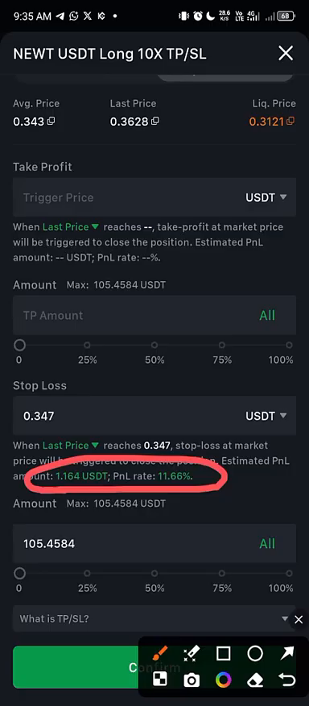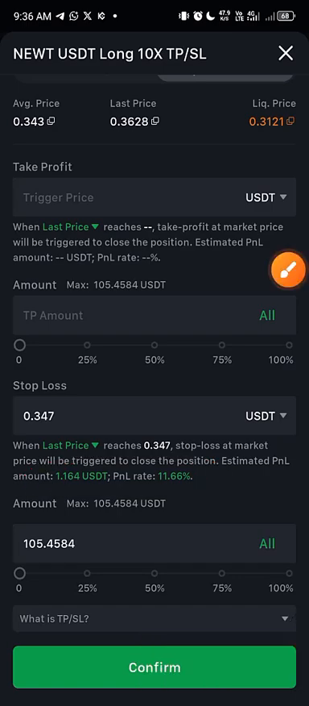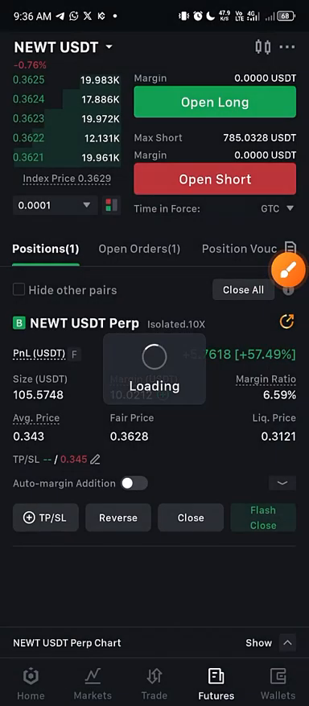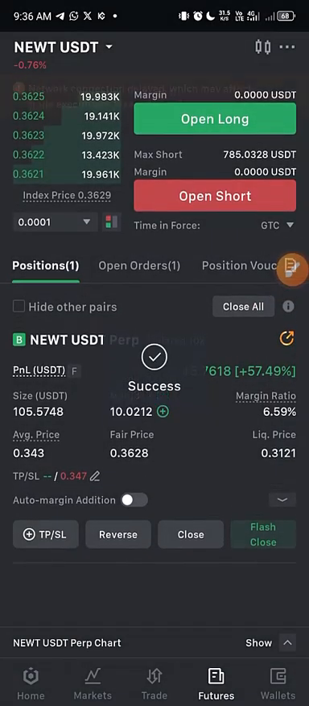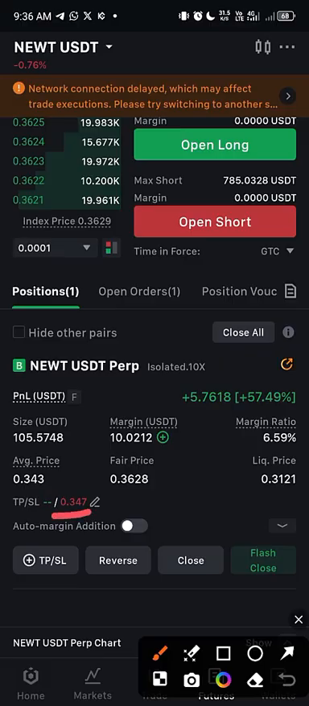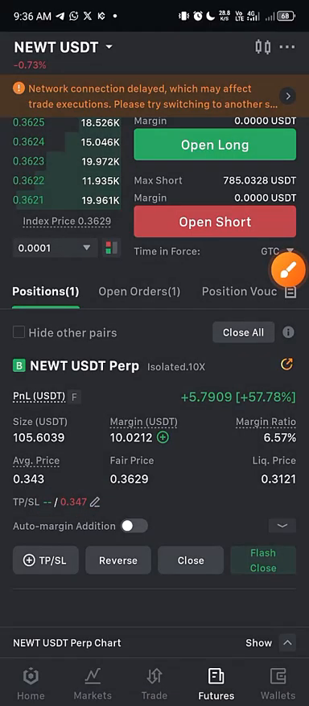Now, if it continues to go up, I'll continue to shift the stop loss into the next higher low support level, right? So that is how you set it. Once you're done with this, the next thing is you click on confirm, and then you've set it. You can see right here that it has changed from 0.345 to 0.347. So right now my trade is running risk free. So that is how you set breakeven.